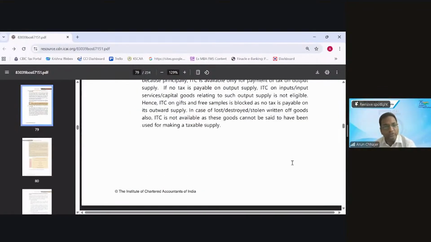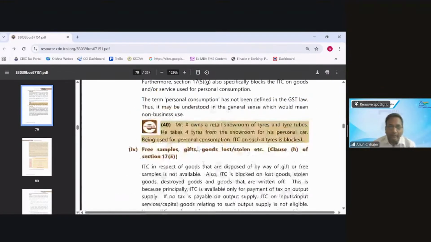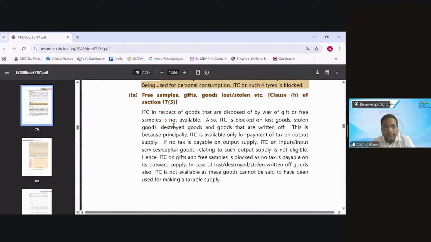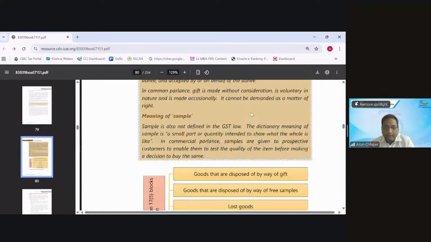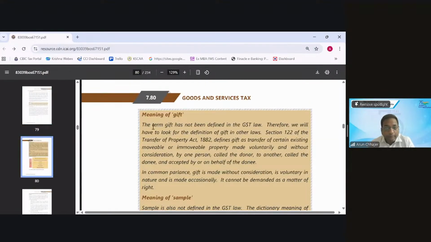Now we will discuss 2-3 more clarifications. ITC is not allowed for the gift. The term gift has not been defined in the GST law. Therefore, we will look at the definition of gift in other law. They have given the definition from the Transfer of Property Act.